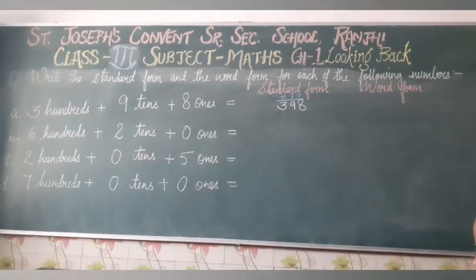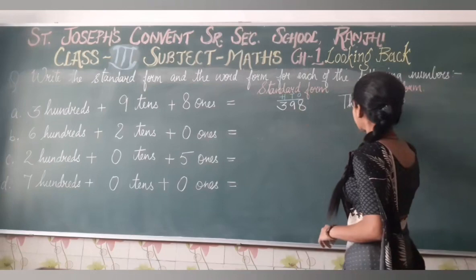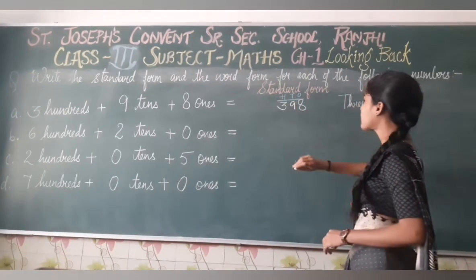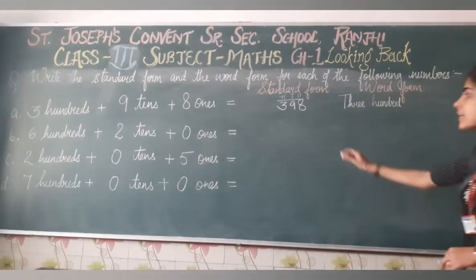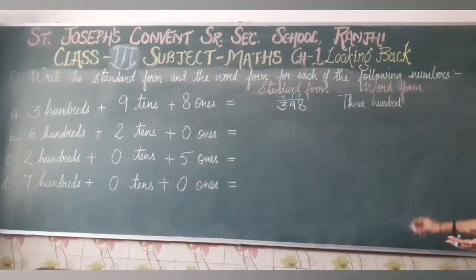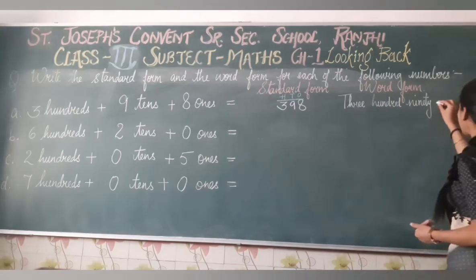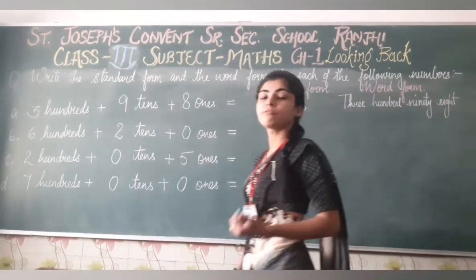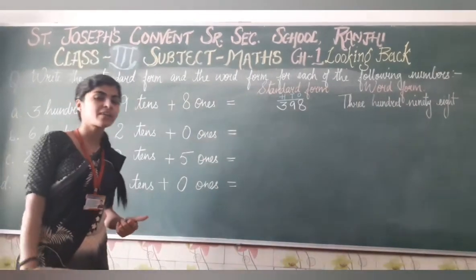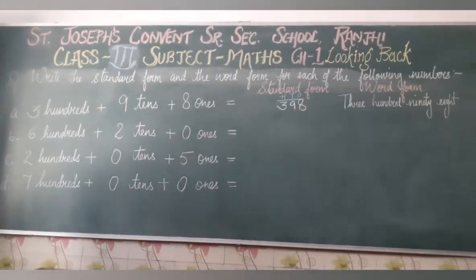Now after we have written the standard form, next we will have to write the word form for this number. So let's start writing the word form. Word form is what? Simply writing the spellings. So let's begin. As 3 is there, so we will write the spelling of 3 first. 3 is under the hundreds place, so it will become 300. Then 9 tens. 8. So here I'm going to write the spelling of 8. So we have written the word form of the number 398, as well as the standard form also, 398. Now let us move on to the second problem.